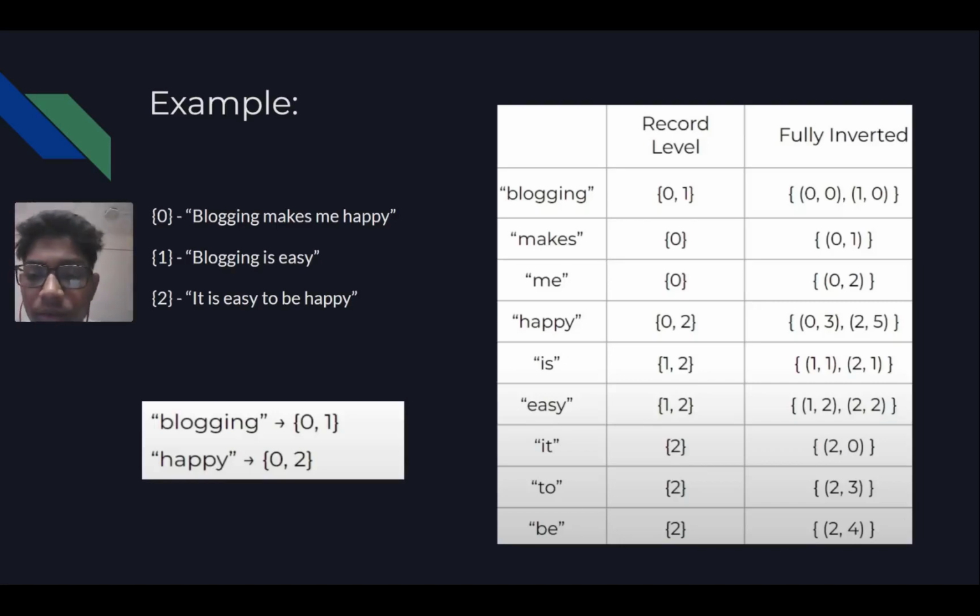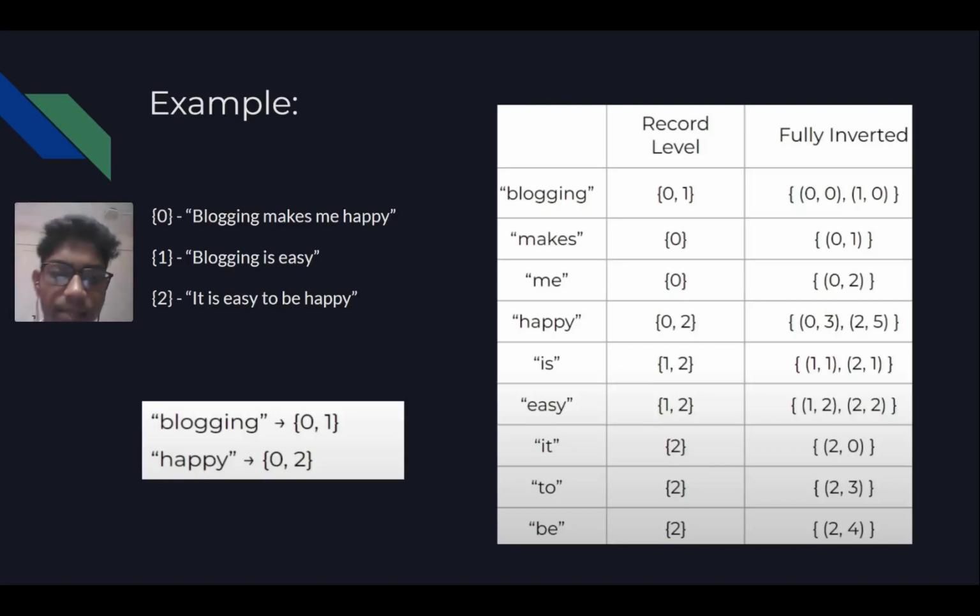So, if you want to search all the three documents for the words happy blogging, then you would grab the sets according to the record level only, which is shown here below. That is, we got 0, comma 1 for blogging and 0, comma 2 for happy. Then we would intersect these sets, coming up with the resultant set, which is 0.